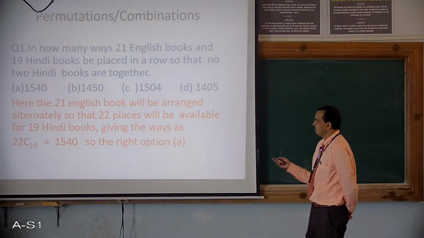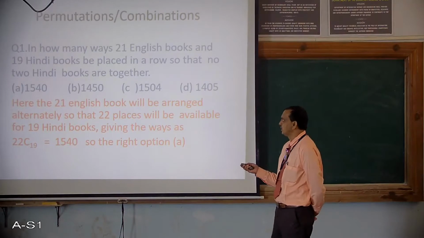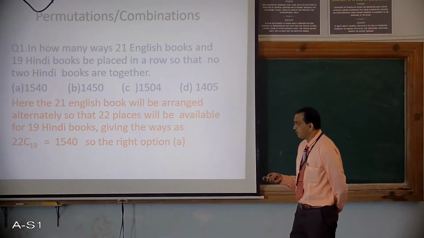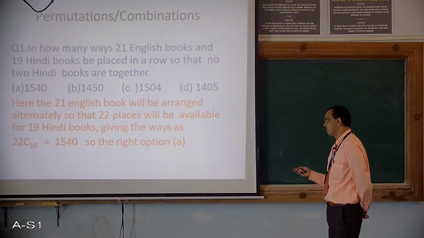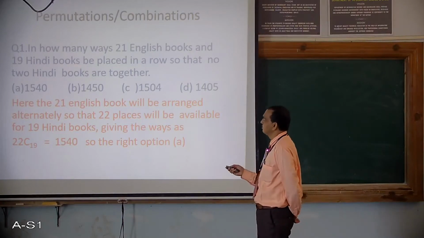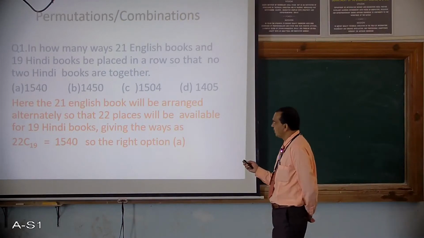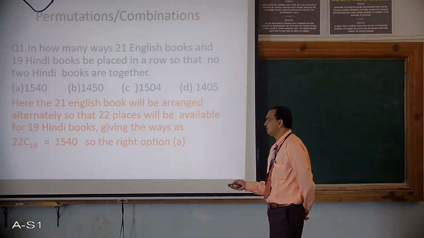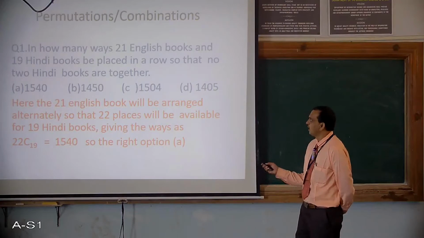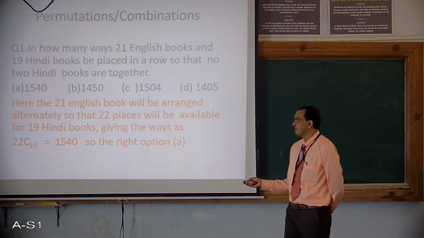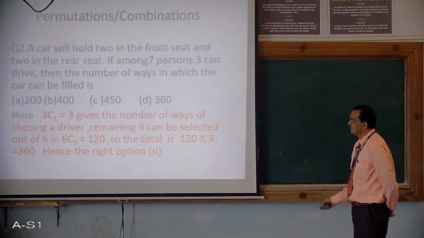First, there are 21 English books; just place them in a row. Obviously, in between there will be 20 places, and before and after there will be 2 places. That's why there will be 22 places. Even though there are 22 places, only 19 Hindi books are to be arranged. Hence, the value is 22C19. See here, the problem appears to be a permutation problem, but it involves combination because selection of places is required. Hence, 19 have to be adjusted among these 22 slots. That's why the answer is 1540. Option is A.